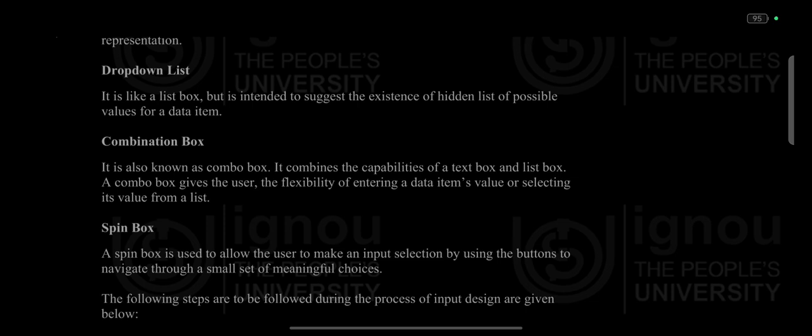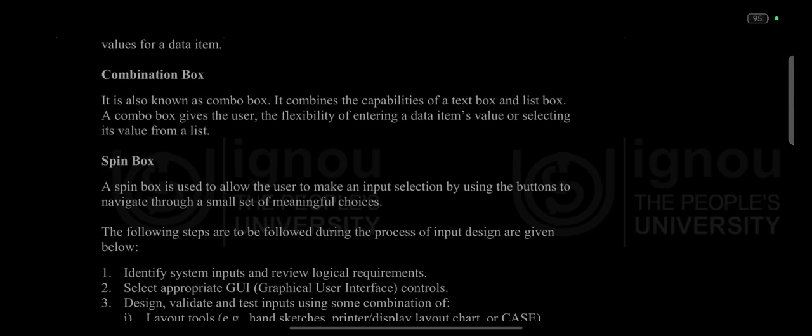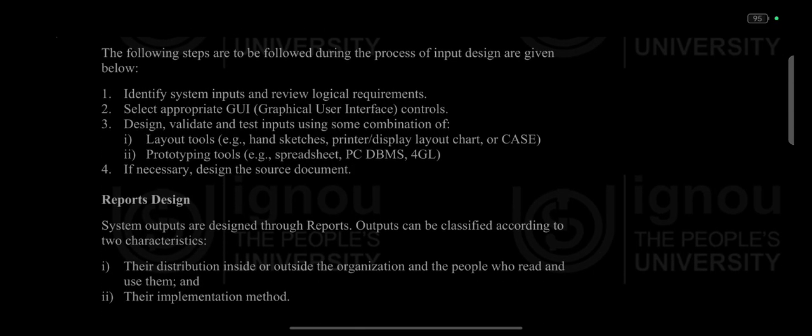A spin box is used to allow the user to make an input selection by using the buttons to navigate through a small set of meaningful choices. The following steps are to be followed during the process of input design are given below. Identify system inputs and review logical requirements.